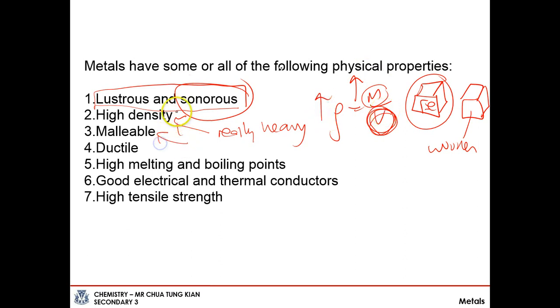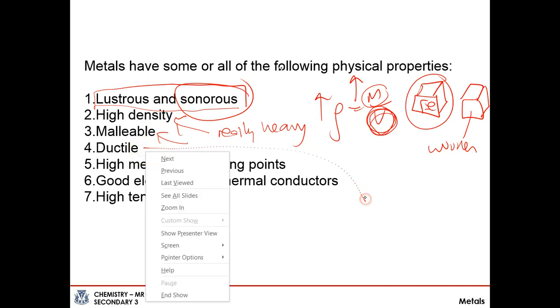Malleability. Malleability is a property by which the metal object can deform without breaking. If I were to bend a metal ruler, the ruler will bend, the ruler will not break. This is malleability. Ductility is the property of being able to be stretched into wires.